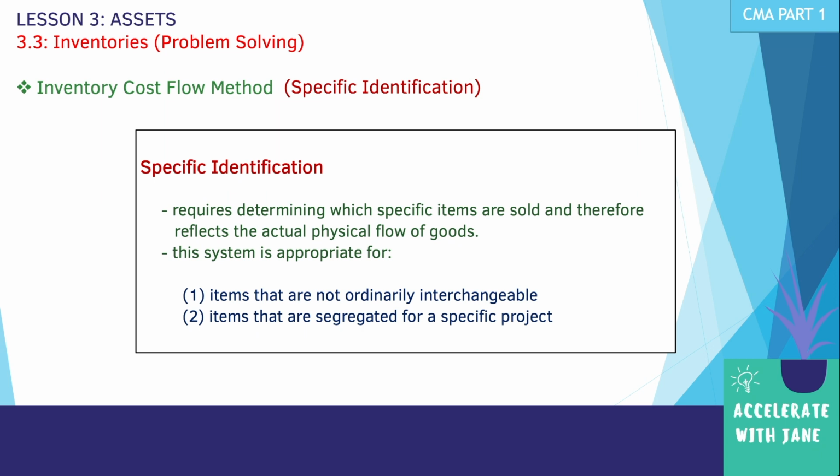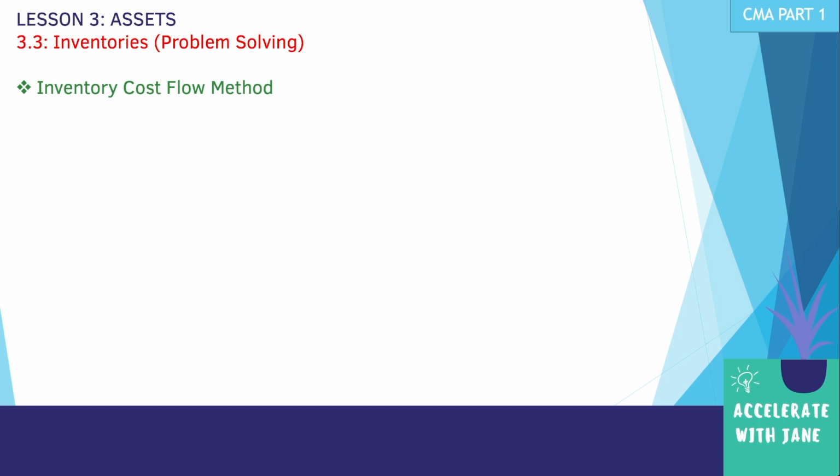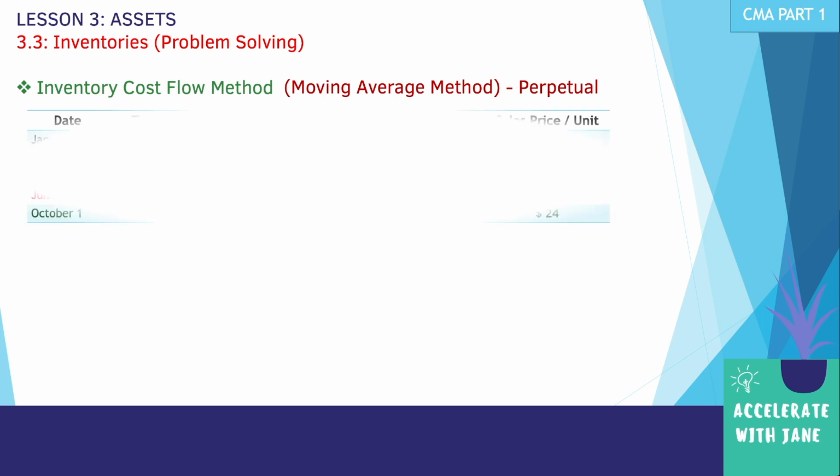For example, if a company has a specific project and the inventories required for that project are also specifically identifiable, we use the specific identification cost flow method. Okay, so it's very simple for this one. So now let's proceed to a sample problem for the moving average method. Again, this applies to the perpetual inventory accounting system.